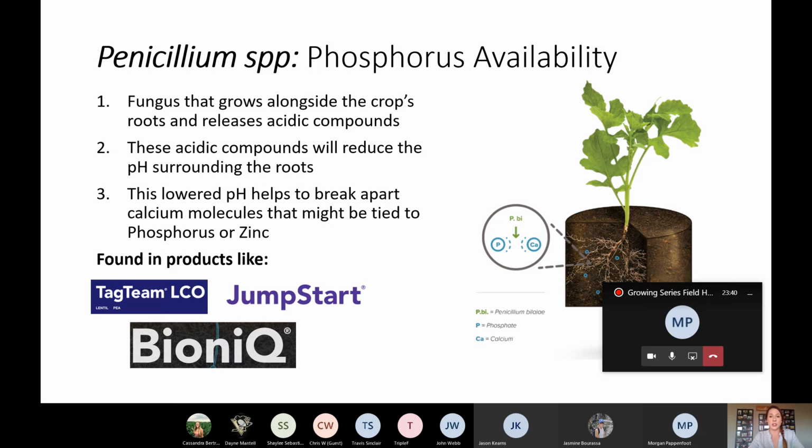By lowering the pH around the root environment, you're going to see that phosphorus and zinc become a lot more available, because they're not going to be tied up to the calcium. This is in products like Jumpstart. You can get that on canola, and on pretty much all crops now. They also have it in Tag Team LCO, and in a new product called Bionic, which I'm going to talk about later, but I just wanted to show you where you'll find these. Does anybody have any questions on that one? Because we're going to move on to the next one.